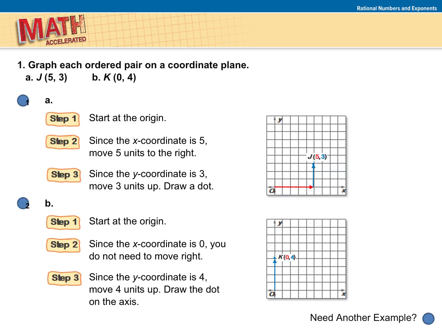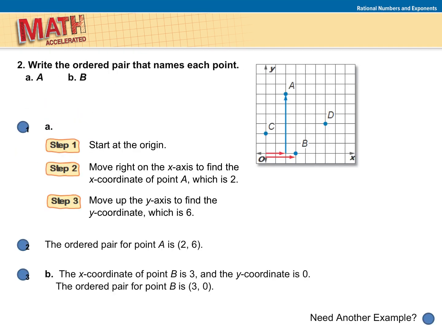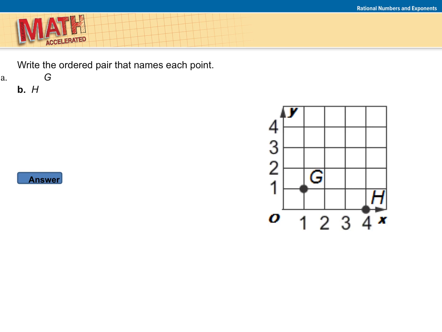You did this on your activity, but I want to stop on this one, okay? We want to name the ordered pair for each point. So raise your hand if you know the ordered pair for G. 1, 1, right? What quadrant would that be in? 1, right? They're both positive. Okay, what's the coordinate of H, or the ordered pair? Is it 0, 4 or 4, 0?